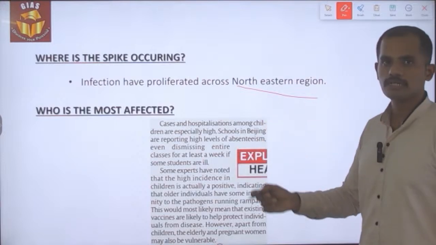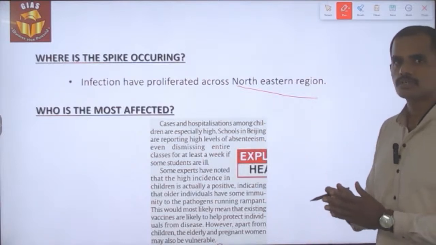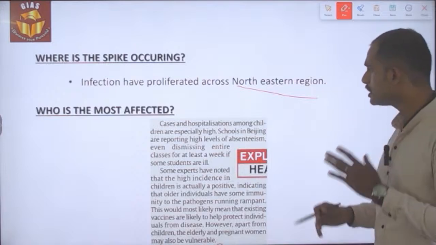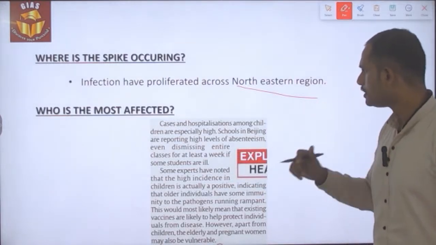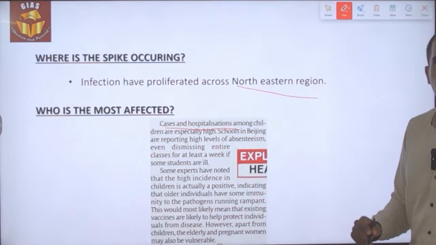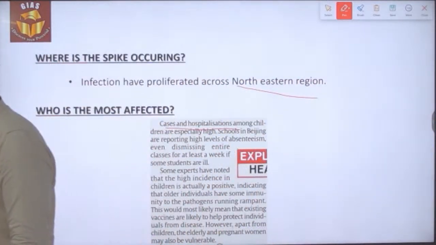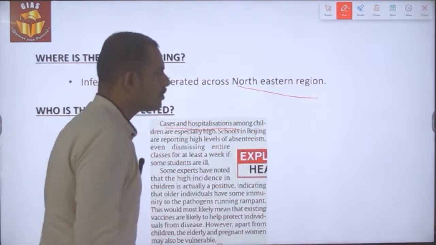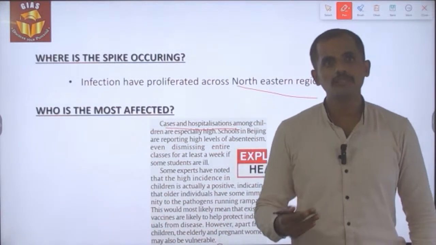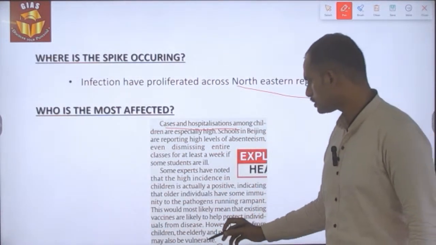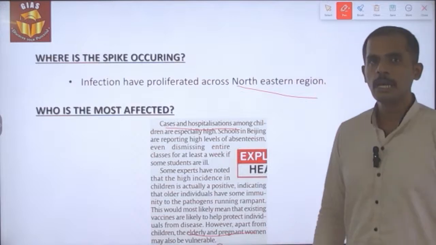And the most vulnerable section that has been affected by such a spike is the children. The cases as well as hospitalization among the children have risen exponentially. And also at the same time, overall in the population, those who are also vulnerable to such kind of attacks are elderly people as well as pregnant women.